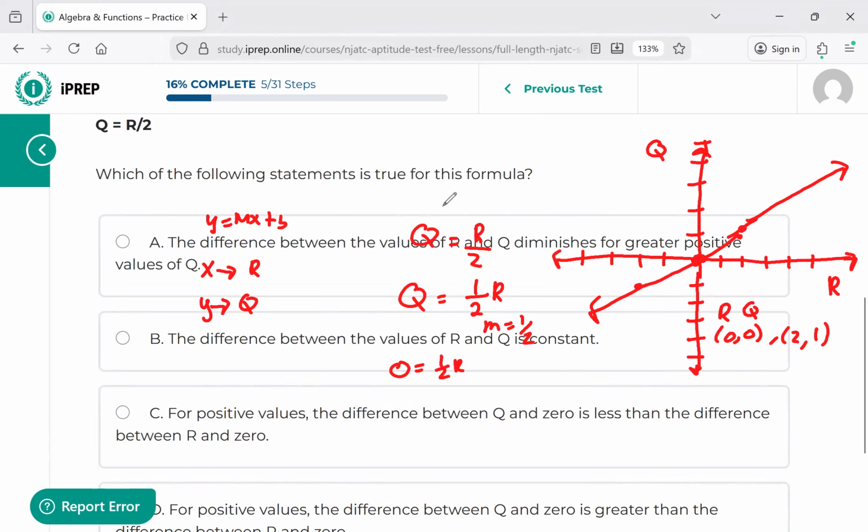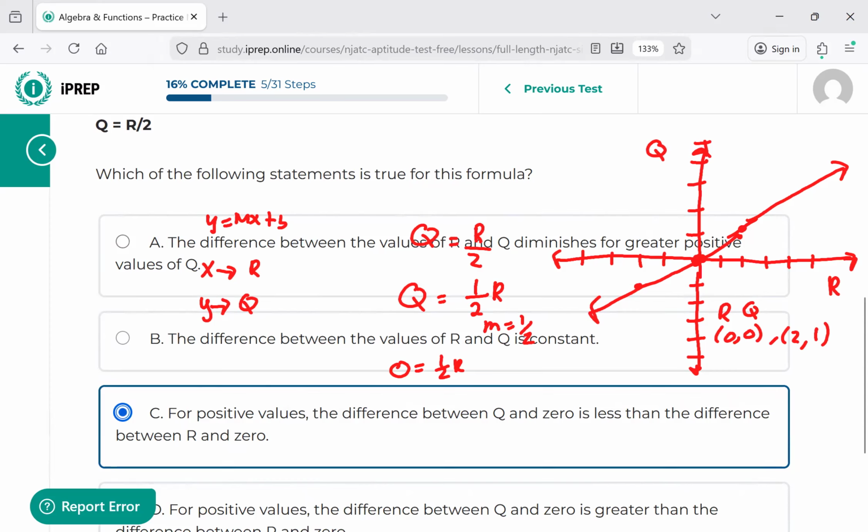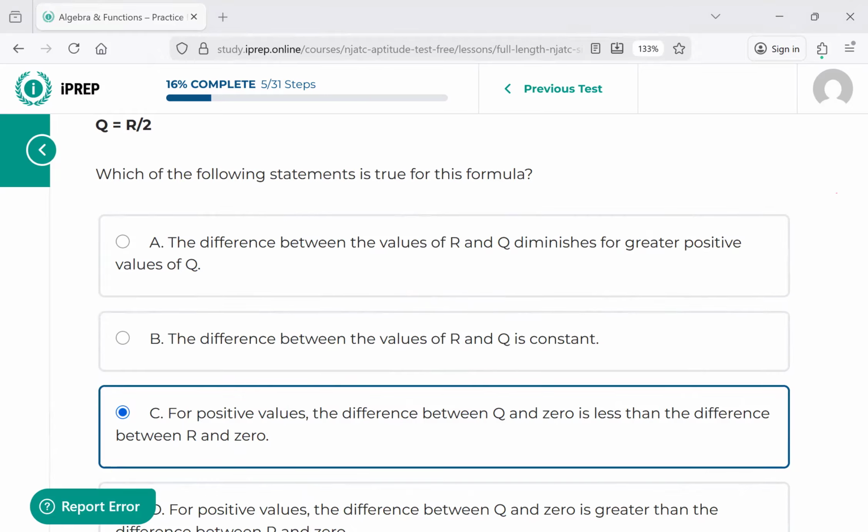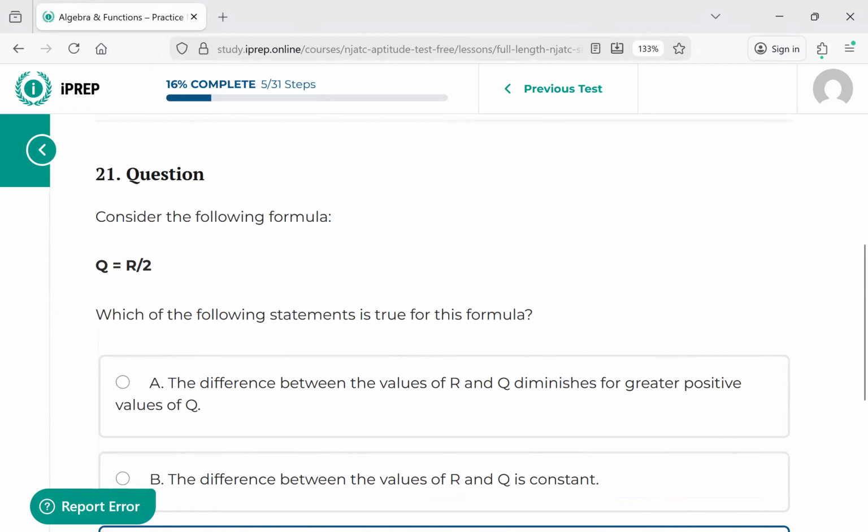So I just realized this one, you didn't have to graph it. Here, I'll show you. The answer is C. The reason why we could have gotten away with this without graphing, even though it's a linear line, is that they're saying that Q equals R over 2, right?